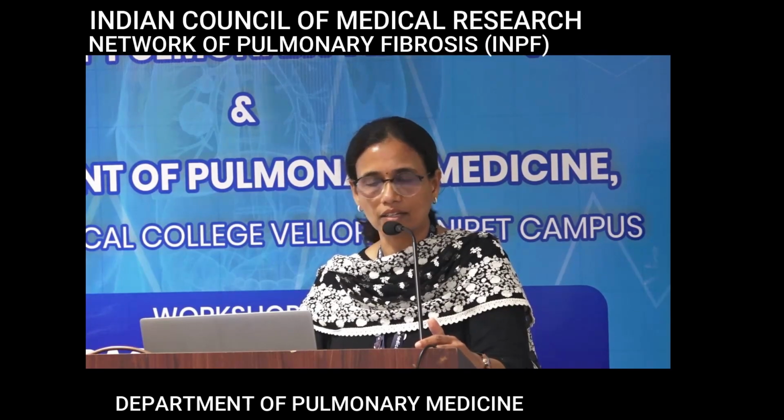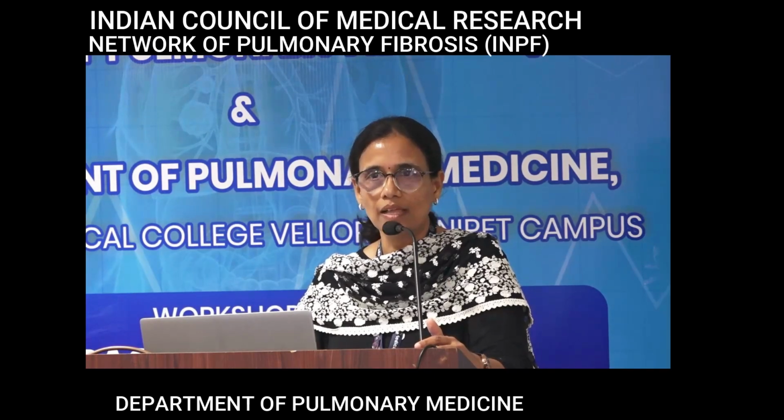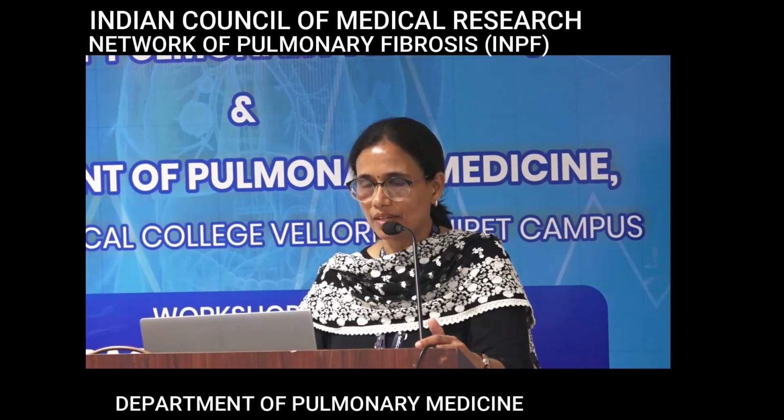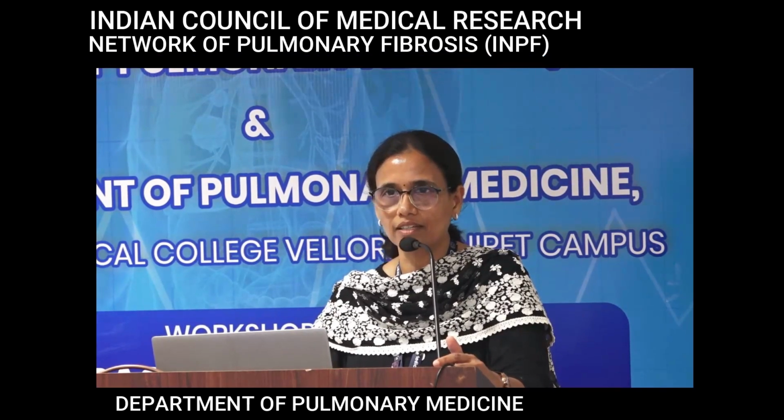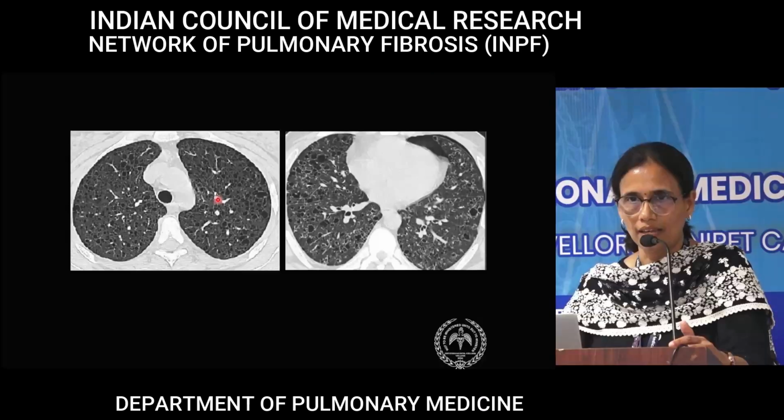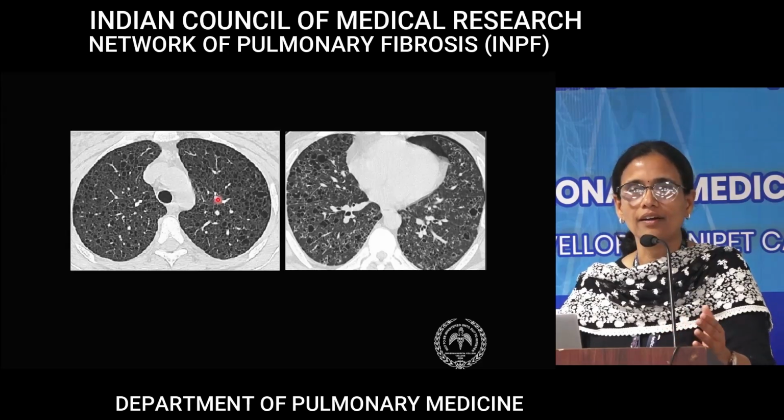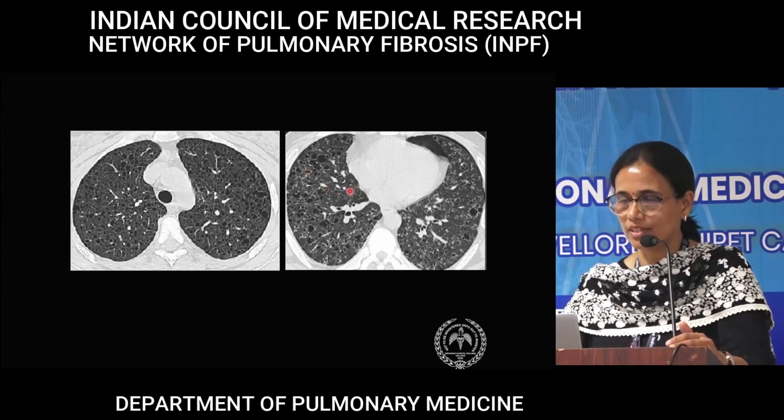This is a young woman, and this is a male smoker. So what is this? LAM, that is multiple cysts, diffusely distributed, intervening lung is normal, can be seen in LAM or lymphangioleiomyomatosis, we have to look for association with tuberous sclerosis in these patients.